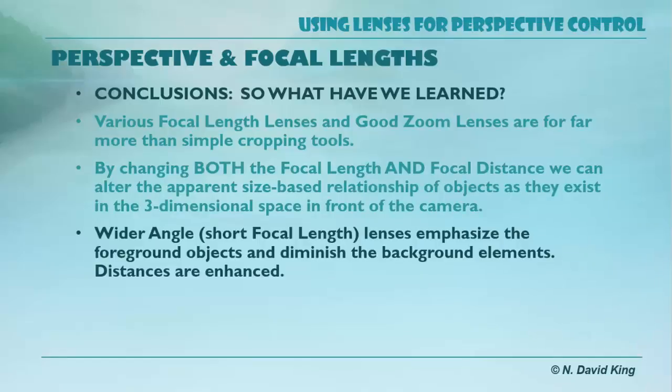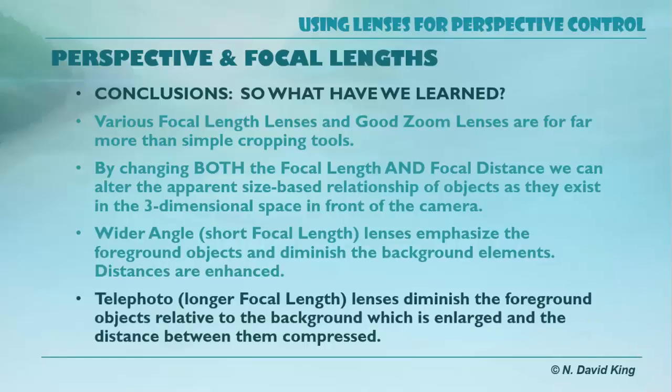We've learned that wide-angle or short focal length lenses emphasize the foreground objects and diminish the background elements, while if we switch to a telephoto lens and get the telephoto effect, they diminish the foreground objects relative to the background, which is enlarged, and the distance between foreground and background is compressed. So with all of this, we have an amazing amount of control.